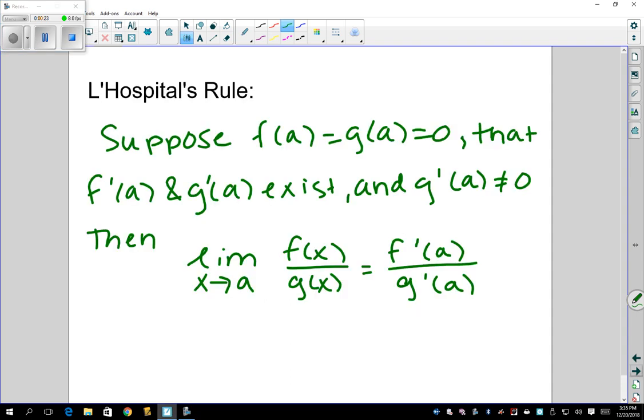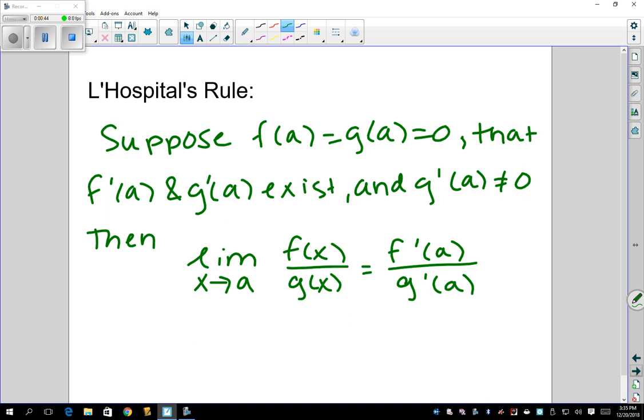So L'Hopital, he's French, which is why we don't pronounce the S in his name, but he was a man that realized some of our limits come up as 0 over 0 or indeterminate forms. And so his rule helps us evaluate limits that end up turning into indeterminate forms.